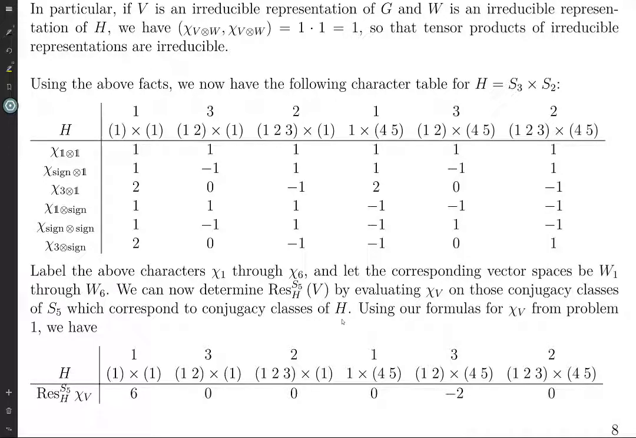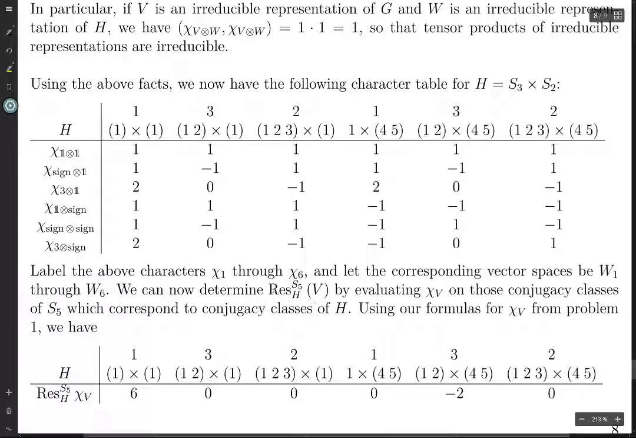So basically what's happening here is V is a representation of S5. And so if we want to figure out what the restricted representation is, we're basically just taking the character and restricting it to the conjugacy classes that correspond to things that are in H, because H is a subgroup of S5.